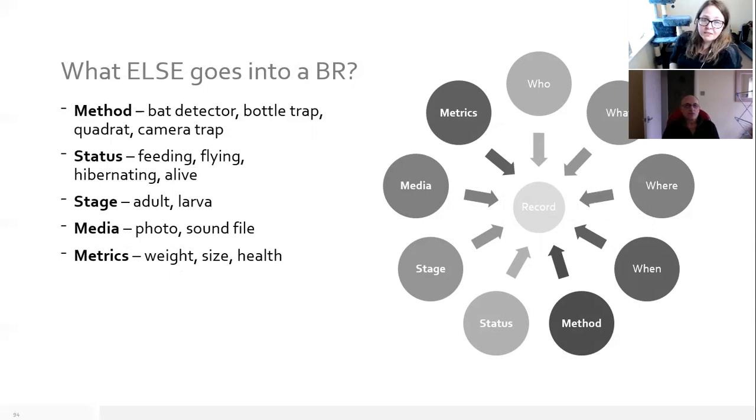And you may also have media, sound files, sonograms, photographs, DNA samples, all different kinds of other supporting information. Most of the time it's some kind of media. And then you'll also have extra things like the weight, the size, the health, the parasite load, all those other things that we were talking about that you might record, including the assessment of age class and breeding condition, etc.